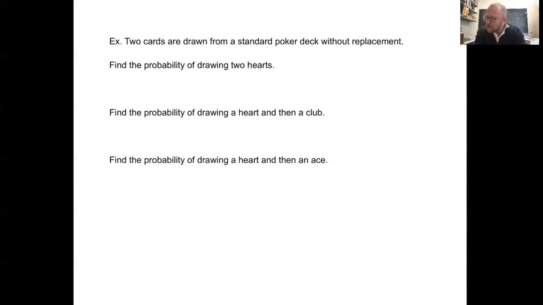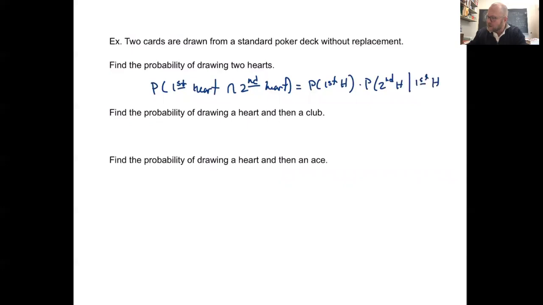Two cards are drawn from a standard poker deck without replacement. We're going to find the probability of drawing 2 hearts. Okay, so our probability that the first is a heart and the second is a heart is going to be the probability that the first is a heart, I'm just going to write H for heart, times the probability that the second is a heart given that the first was a heart.